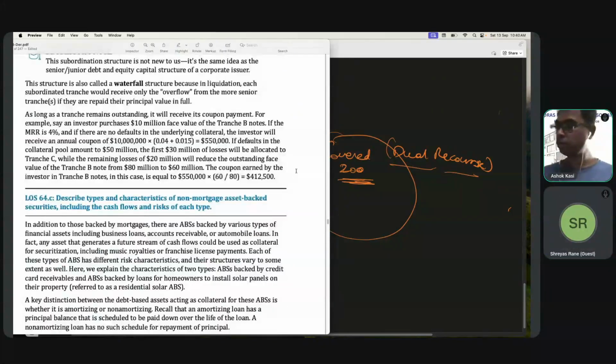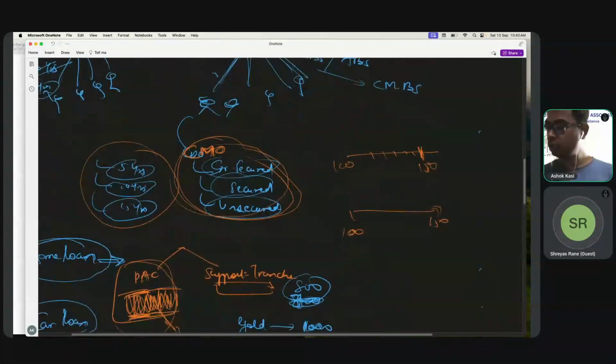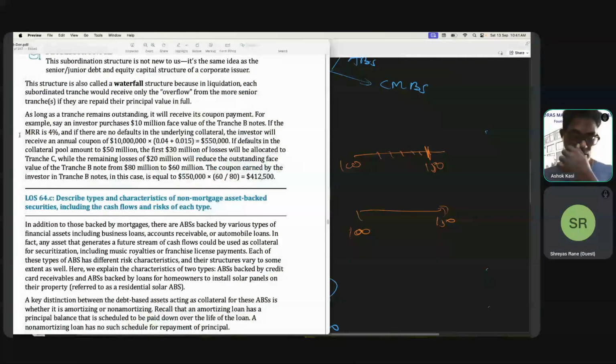Waterfall structure also, this one only. How the payment will be done: first to senior secured, then secured, then unsecured. These are called waterfall structure. That means the line of payments, how the payments are being done.